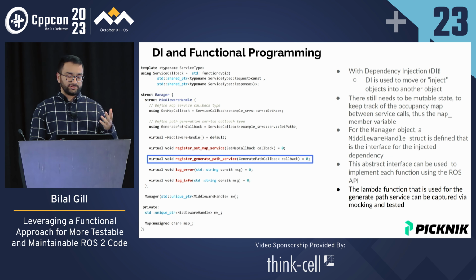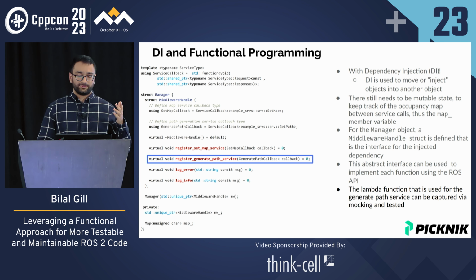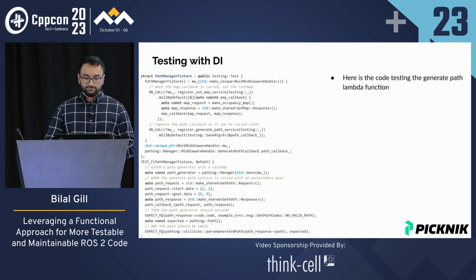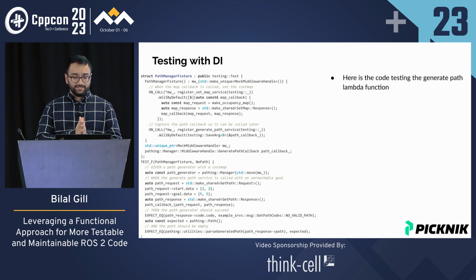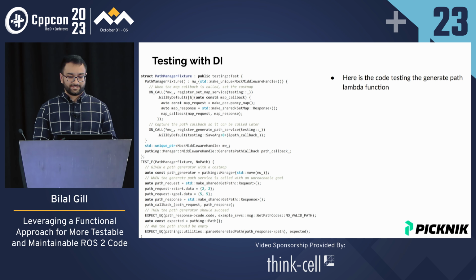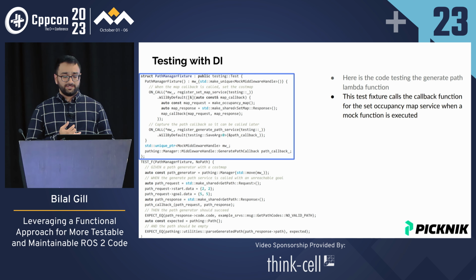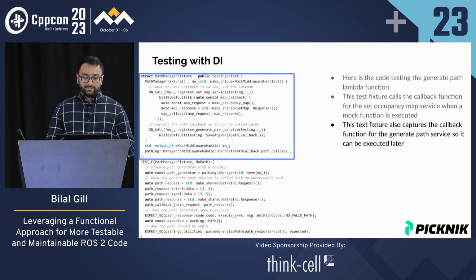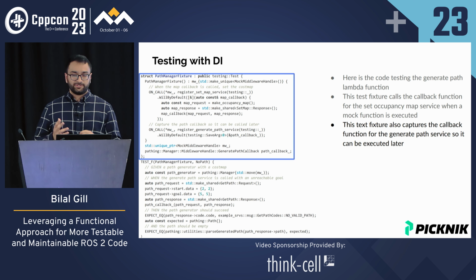The Lambda function that I was showing previously, that is being used for the generate path service, can be captured via mocking and then tested. So here's the code that we're going to test. We have this test fixture, and it calls the callback function for the set occupancy map service when a mock function is executed, right? This test fixture also captures the callback function for the generate path service, so it could be executed later.